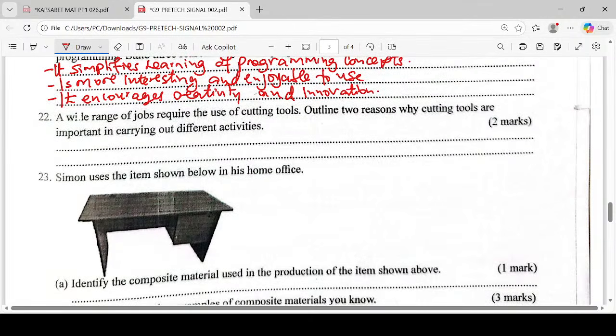Question number 22. A wide range of jobs require the use of cutting tools. Outline 2 reasons why cutting tools are important in carrying out different activities. 1, they help increase the speed of work.